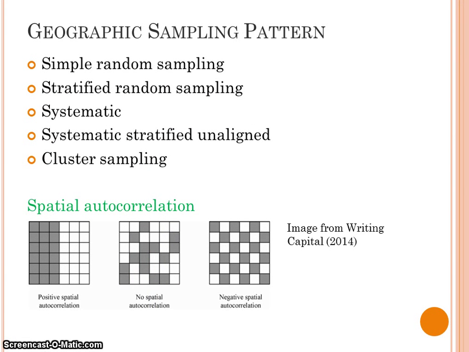There are many different geographic sampling patterns available to gather field data in the field of remote sensing and beyond. For example, some of the most common sampling patterns include simple random sampling, stratified random sampling, systematic sampling, systematic stratified unaligned sampling, and cluster sampling. Each sampling design has specific utility to the field research, and great pre-planning effort should go into selecting the most appropriate sampling design for any project prior to field deployment.